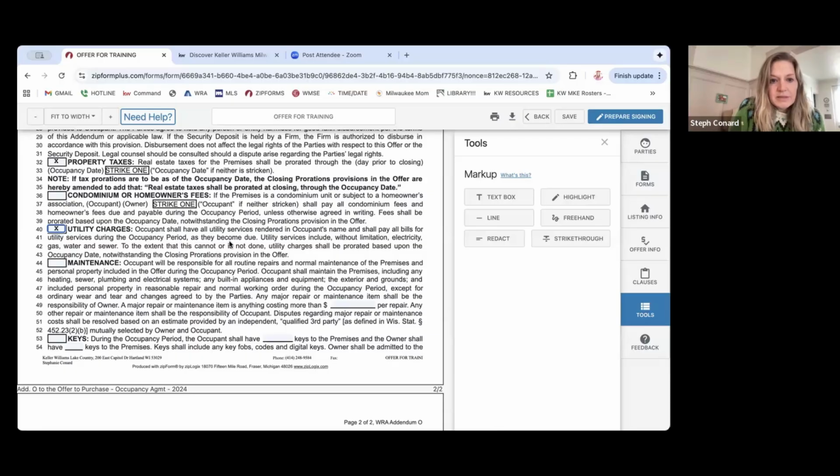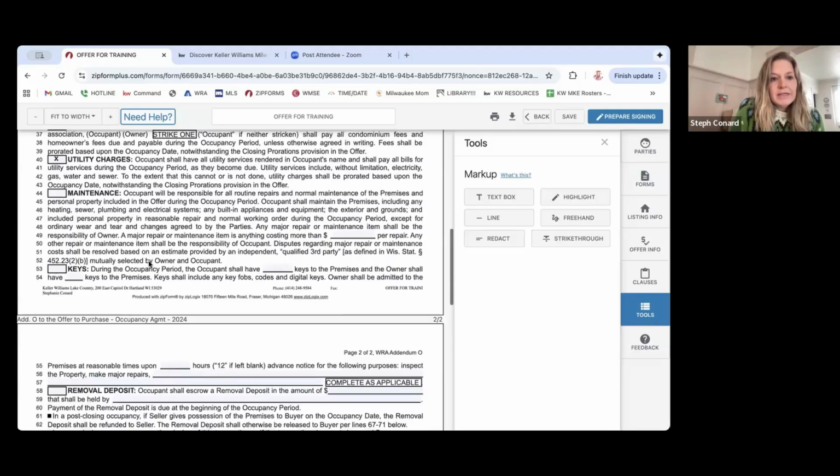And they must pay them as they become due. Utility services include electricity, gas, water, and sewer. To the extent that this cannot or is not done, utility charges shall be prorated based on the occupancy date. So like water, for example, that would just become another prorated charge or credit because we're not typically paying those in real time.